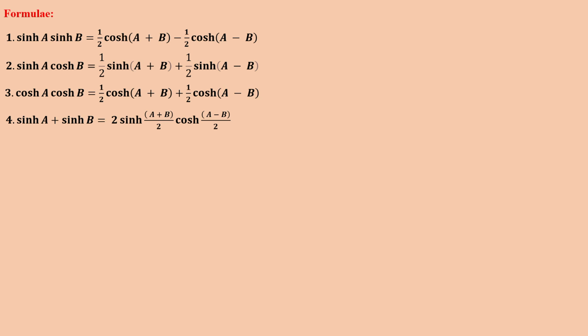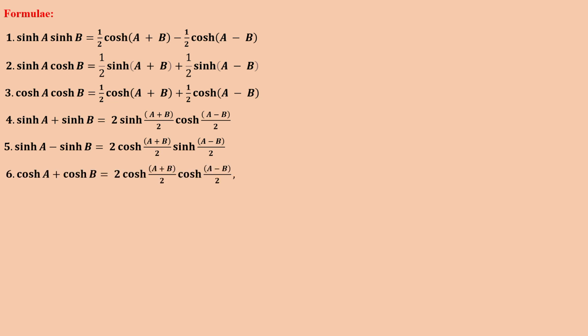Fourth one, sinh A plus sinh B is equal to 2 sinh((A+B)/2) cosh((A−B)/2). Sinh A minus sinh B is equal to 2 cosh((A+B)/2) sinh((A−B)/2).